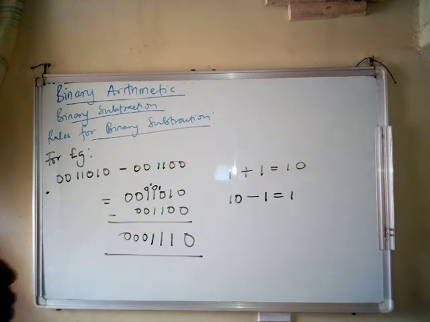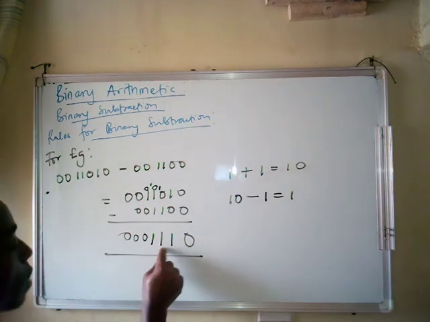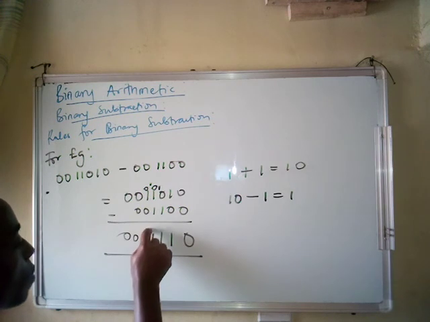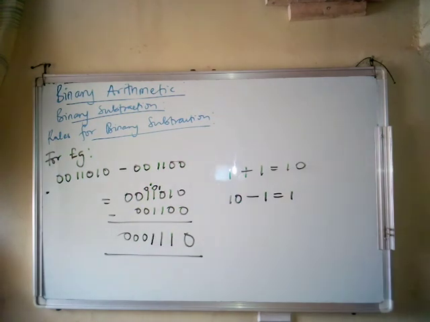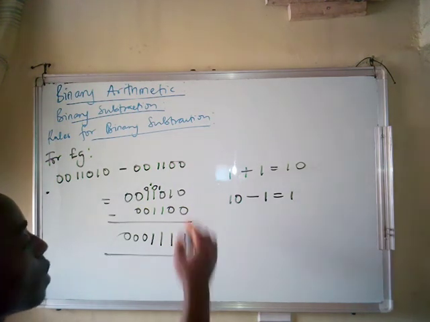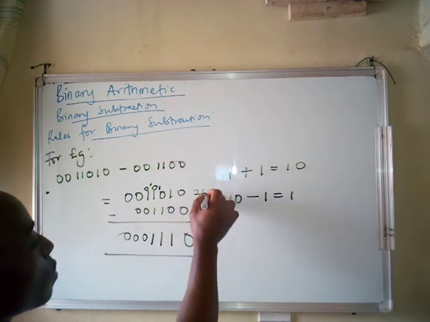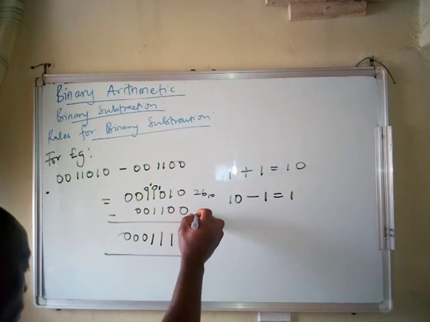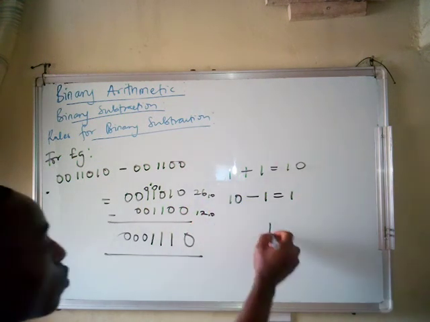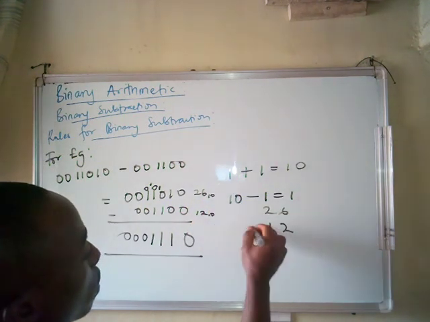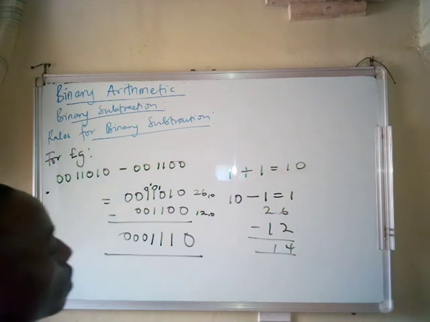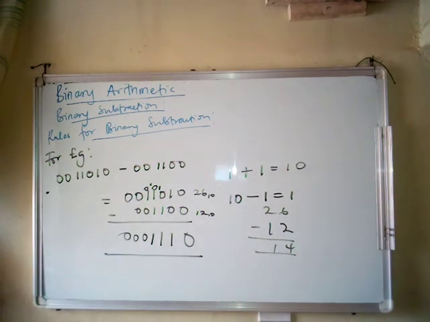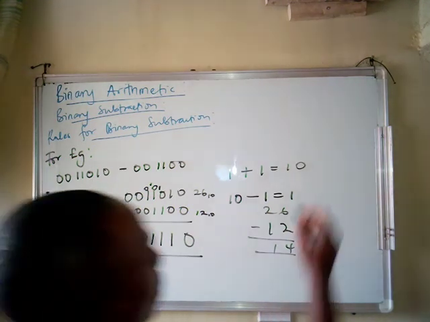You understand? So you have 1, 1, 1, 0. This forms your binary solution or your difference. Okay? But notice that when we did our base 10, this gave us 26 base 10, and this gave us what? 12 base 10. If we subtract the two, 26 and 12, what will you get? 14, right?